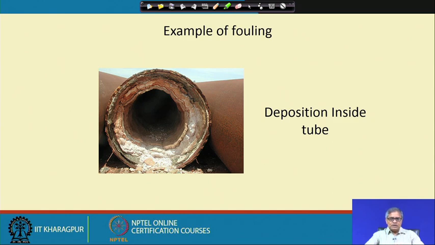So, inside the tube it may happen. Then the question is, will it happen only inside the tube? Outside the tube it will not happen? No, that is not true. Even outside the tube it will happen. So, in a shell and tube heat exchanger, fouling will occur inside the tubes, and fouling will occur also outside the tube. Let us see.